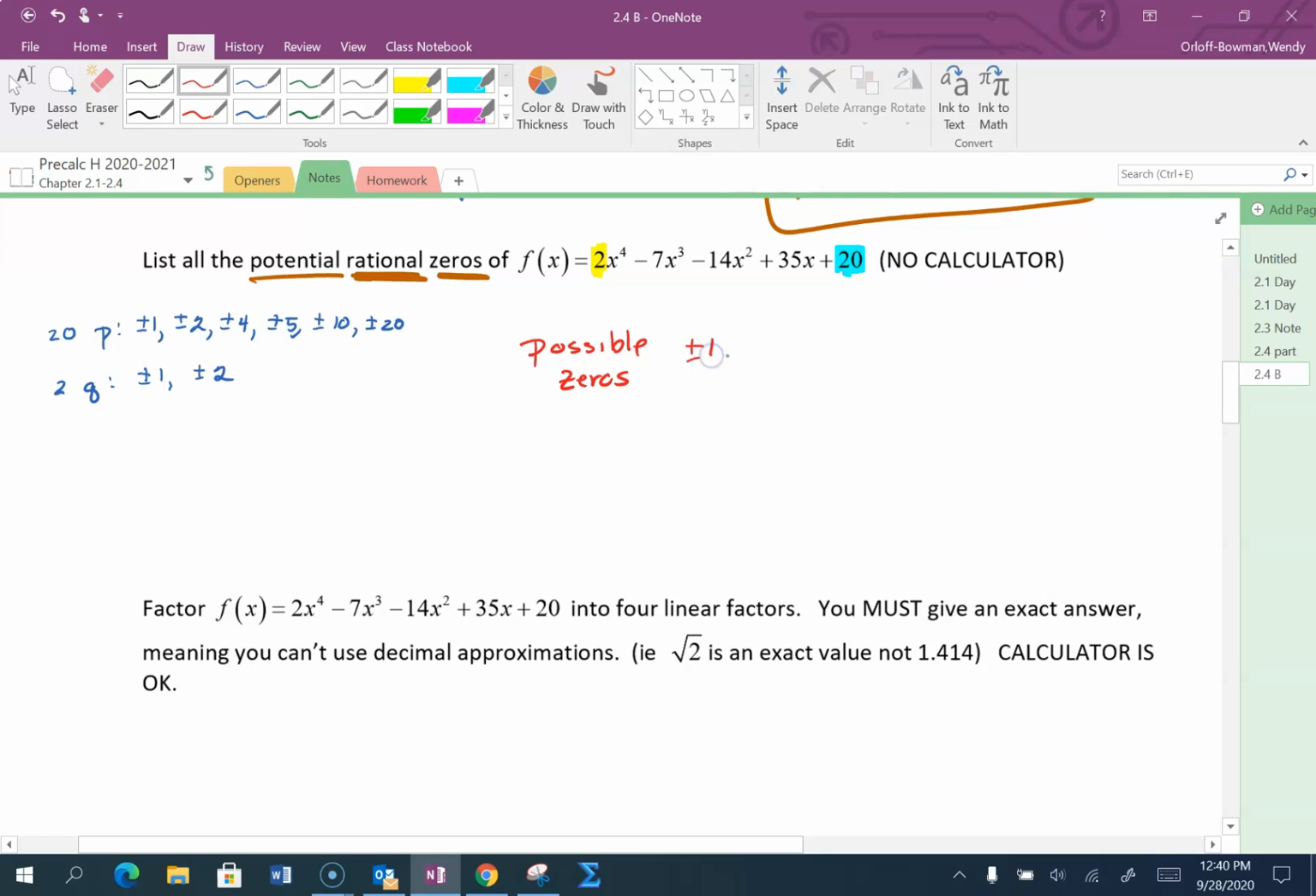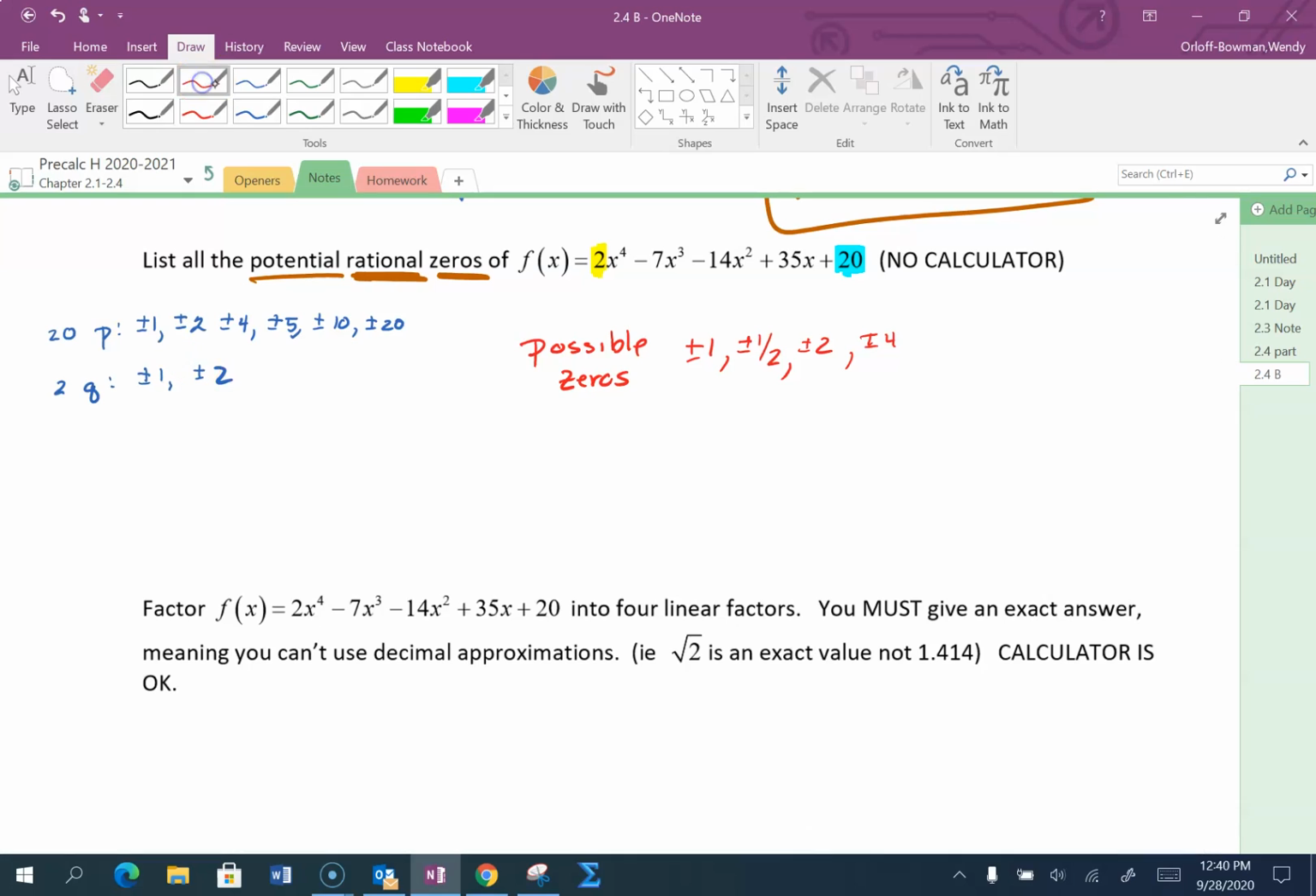So 1 over 1 is 1, 1 over 2, so plus or minus 1/2. Then I have 2 over 1, so plus or minus 2. But then 2 over 2 is just plus or minus 1. I'm not going to write that again. And so now I'm at the 4. And so 4 over 1, plus or minus 4. 4 over 2, I'm not going to list the 2 again. That's a waste of my time.